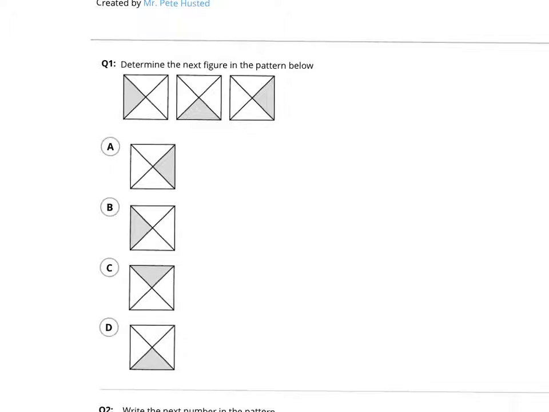Question number 1, we want to figure out what the next picture in the diagram would be. So take a look at the orientation of the shaded area. A, B, C, or D, which one is the next picture in the figure? Okay, that's question number 1.